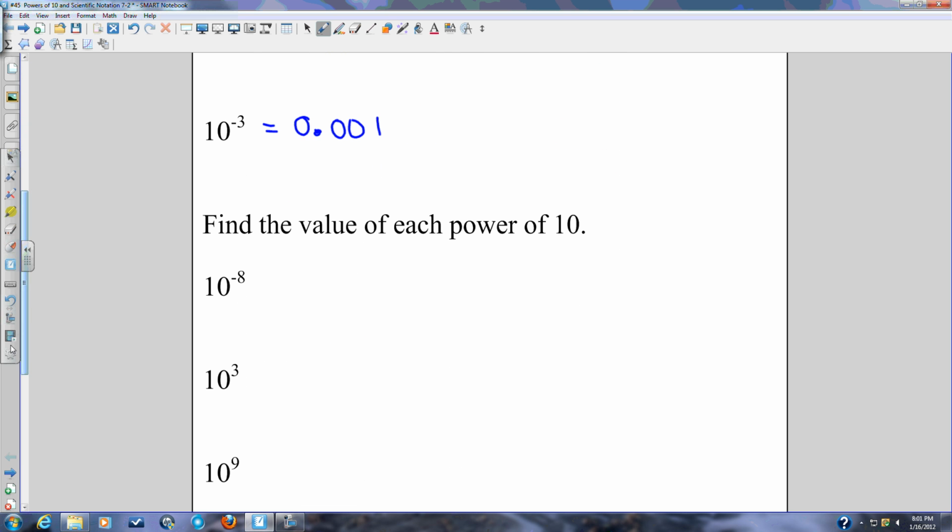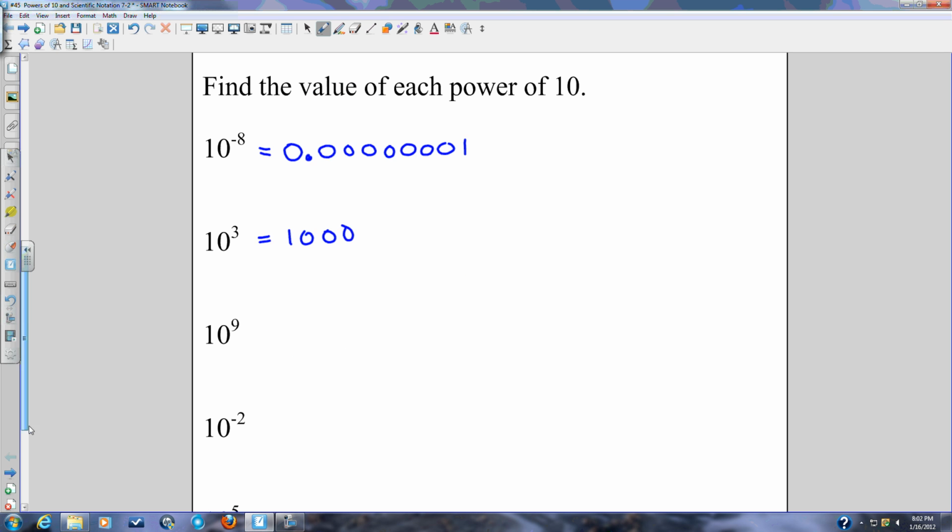Okay, so now let's say we want to find the value of each power of 10. This is just some more practice. 10 to the negative 8. We're going to write down 0 and a point. We're going to have 8 decimal places. So we've got 1, 2, 3, 4, 5, 6, 7 zeros followed by a 1. 10 to the positive 3 means we're going to have 1 followed by 3 zeros for 1,000.